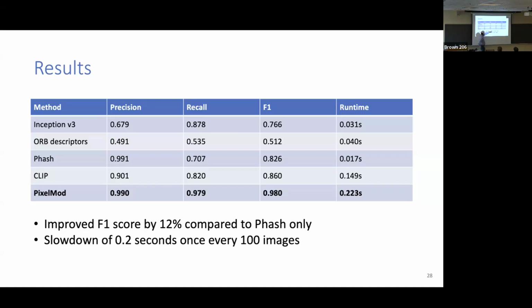But we also find that our system is slower, at least when the OCR is triggered, okay? Because it's heavy, it's expensive. However, if you look at all the images in our dataset, only 1 in every 100 of them triggers that, because most images are not similar, right? So we have a slowdown of 0.2 seconds every 100 images posted on Twitter, let's say, if Twitter was using it at scale. So we believe that that is acceptable.